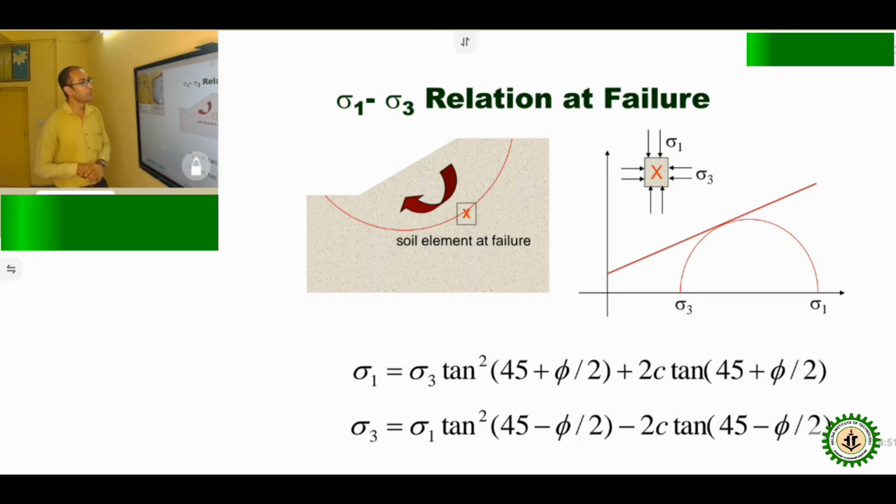Now, the relation between sigma 1 and sigma 3 at failure. Sigma 1 is vertical and sigma 3 is horizontal. If we consider sigma 1 and sigma 3 as a Mohr circle, at failure of the soil element we can find that sigma 1 equals sigma 3 tan square (45 degree plus phi by 2) plus 2c tan (45 degree plus phi by 2), and sigma 3 becomes sigma 1 tan square (45 degree minus phi by 2) minus 2c tan (45 degree minus phi by 2).